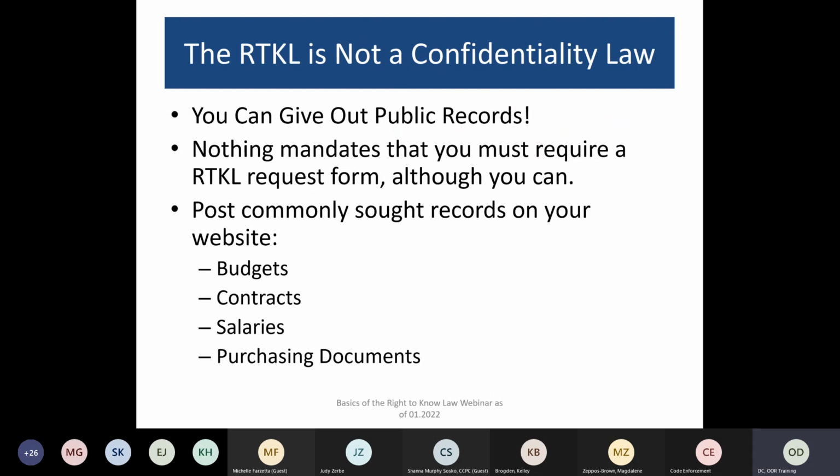But that's going to involve more time and work for everybody involved. So you can simply give me a copy of that budget or any other obviously public record without requiring me to file a right to know request. Further, nothing mandates that you have to use the right to know form. And we're going to talk about that here in a little while. I can simply send you a letter or a note or something like that. Whether or not you require an actual form, again, it's at your discretion.